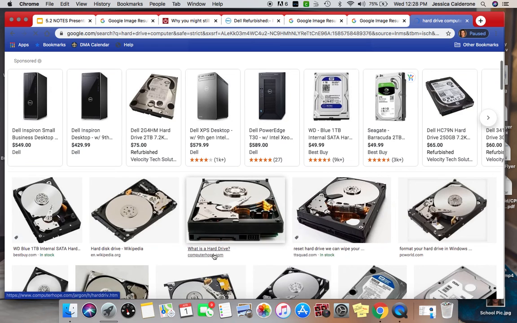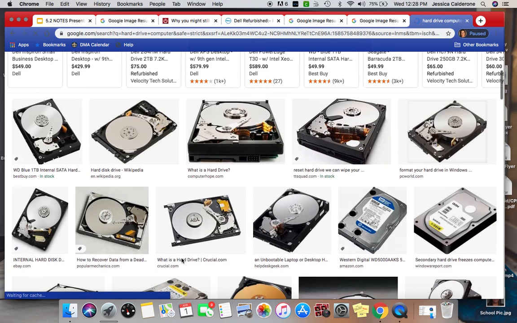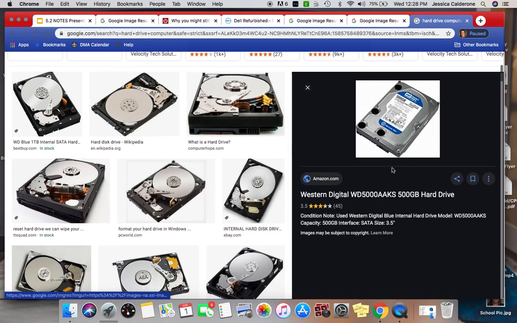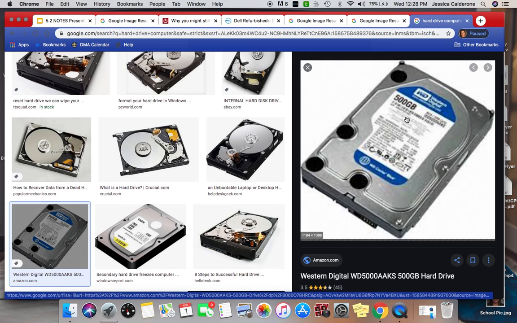So here's what the picture of a hard drive will look like in your computer, okay? So it's tons and tons of storage. Depending on the size of the computer, depends on the size of the hard drive. So again, this is what we're looking at here. And there's different sizes of hard drives, just like there's different sizes of RAM as well.